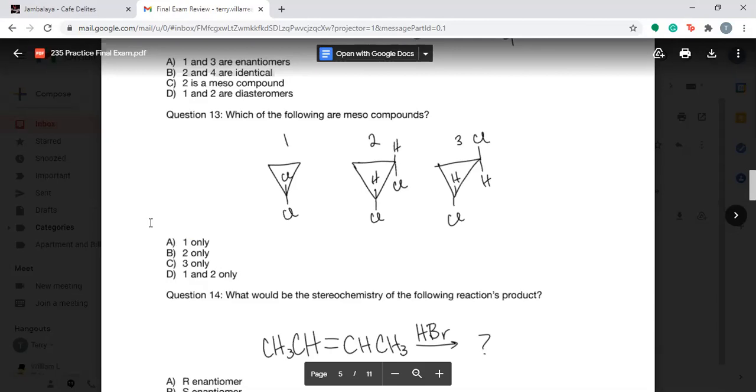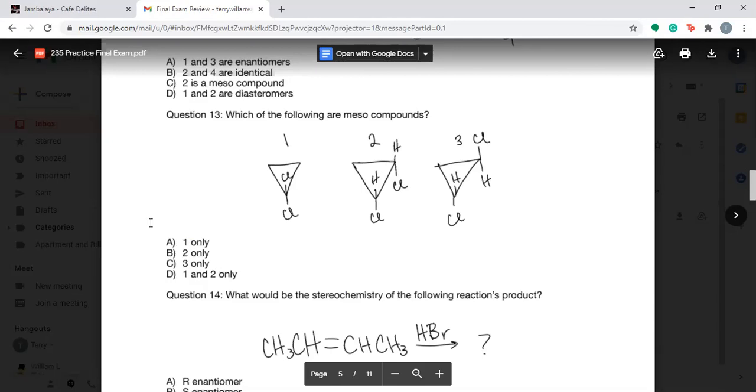Okay, Matthew says D. Gwen says B. Gwen, I'm coming to you now. Don't let me down. Why can't number 1 be a meso compound? Because there's no stereocenters. Correct. Okay. Oh God, thank goodness I got that right.